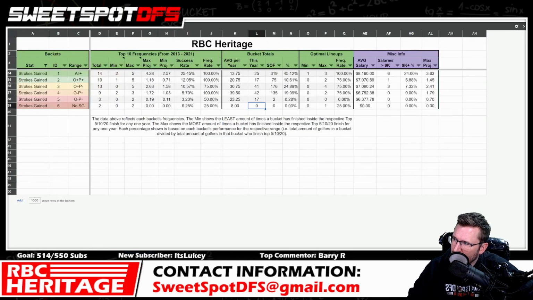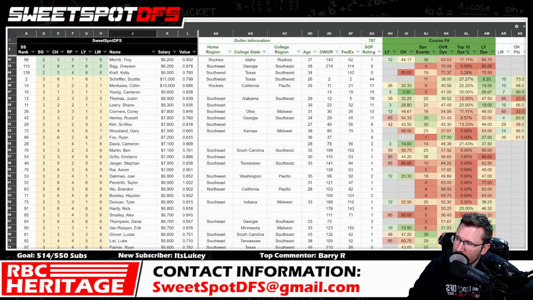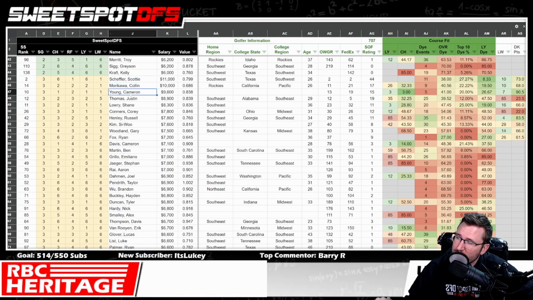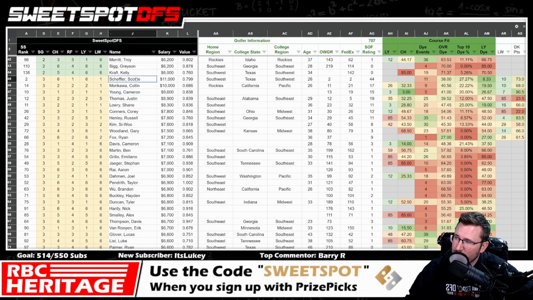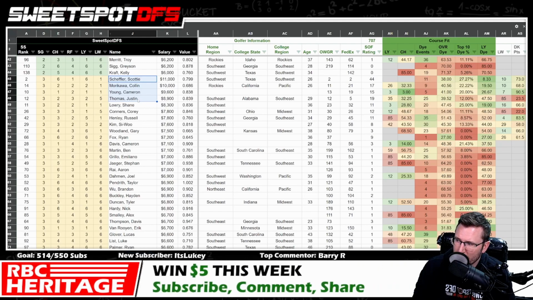Our strokes gained 3 bucket is 1 to 3. Scotty's in this bucket, so is Collin Morikawa, so is Cam Young and JT. Each one of these golfers has been in kind of questionable buckets with some of the other ones we've already discussed. This is one of those other questionable ones. 1 to 3 is the projection. I could see one of these guys being inside the top 10 that I have highlighted: Scheffler, Morikawa, Young, Thomas. I don't know if I see two.